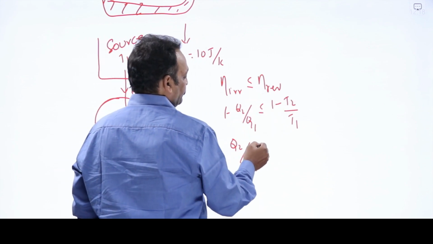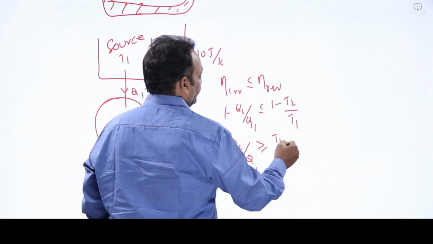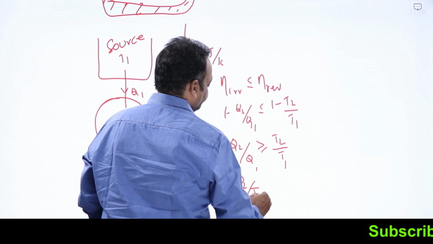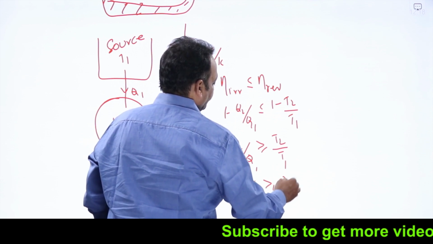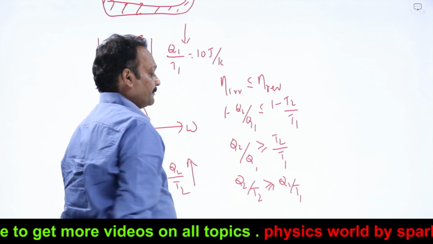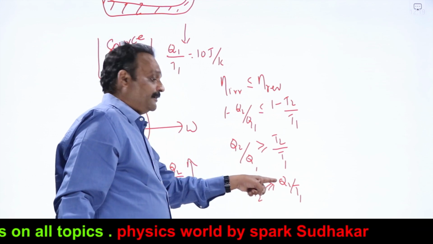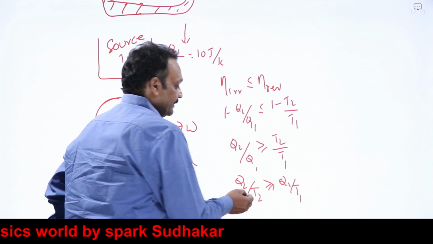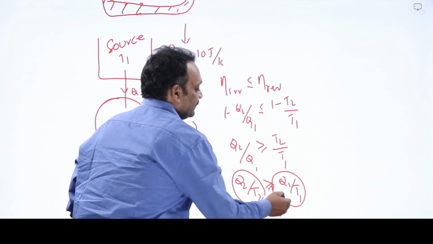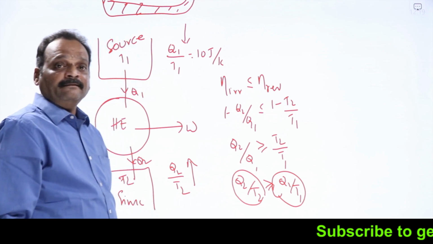That is, Q2 by Q1 is greater than or equal to T2 by T1. Okay, or Q2 by T2 is greater than or equal to Q1 by T1. This equal to sign is applicable for reversible process. Greater than sign is applicable for irreversible process. Means for an irreversible process, Q2 by T2 is greater than Q1 by T1. Okay.